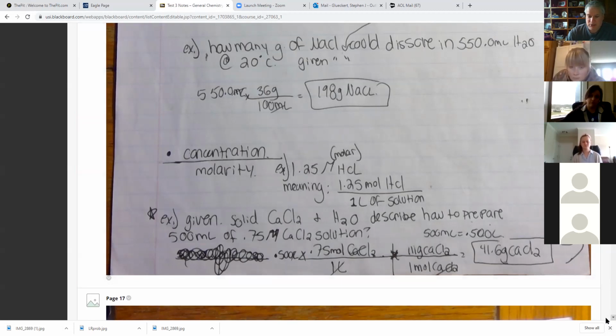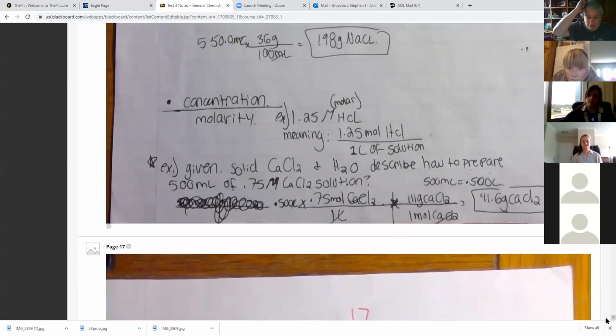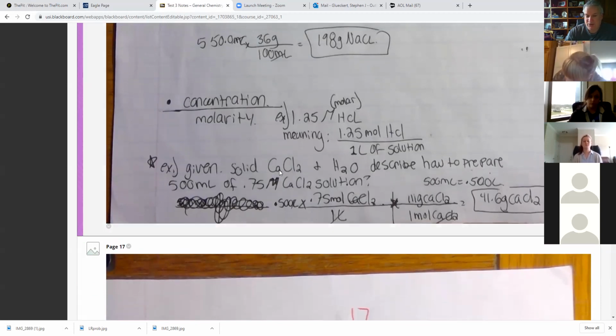One of the things we want to be able to do is make up solutions. Like it says here, given solid calcium chloride, CaCl2, and water, describe how to prepare 500 milliliters of 0.75 molar CaCl2 solution. So thinking about this problem, what's going to be in my solution when I'm done?